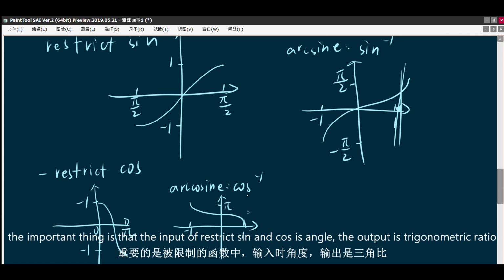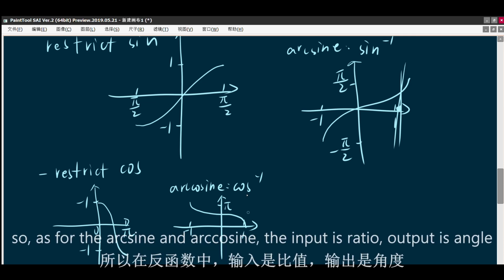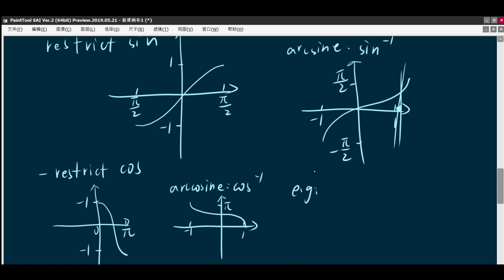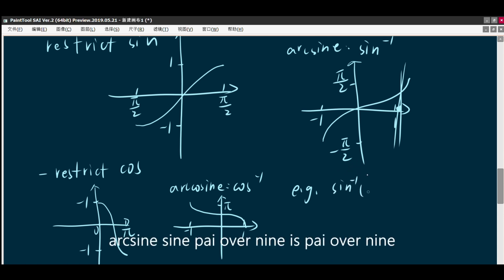the important thing is that the input of restricted sine and cosine is angle, while the output is trigonometric ratio. So as for the arcsine and arccosine, the input is ratio, output is angle. To solve inverse functions, for example, arcsine of sine of pi over 9 is pi over 9.